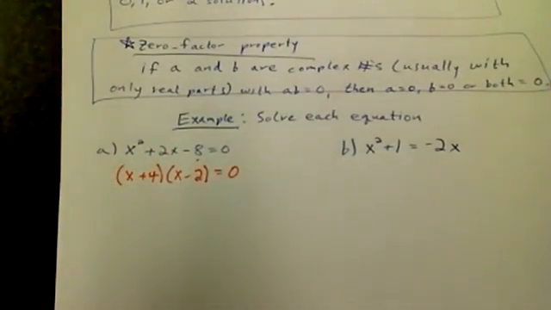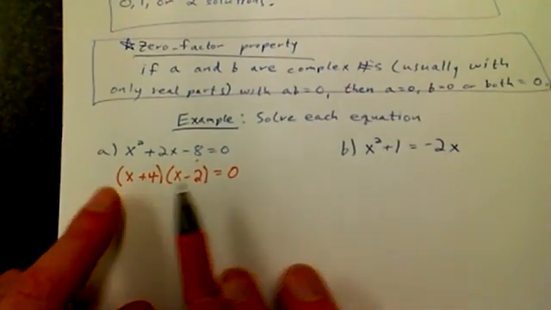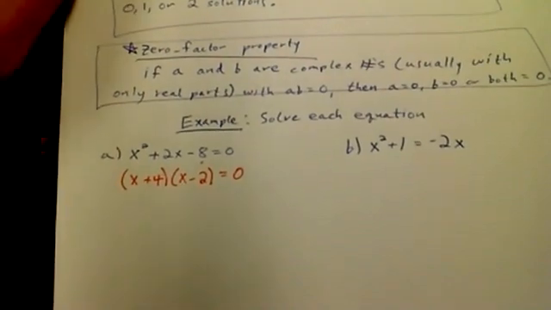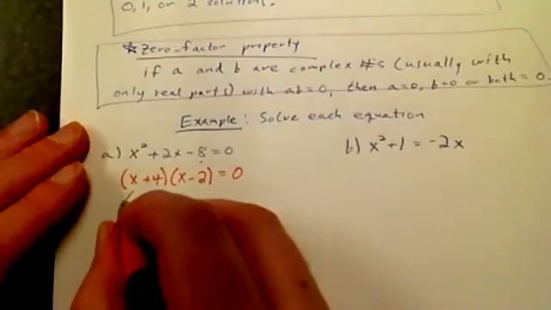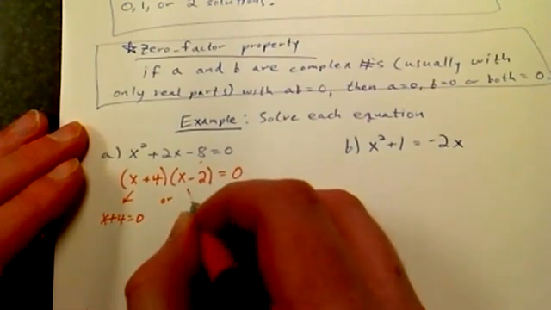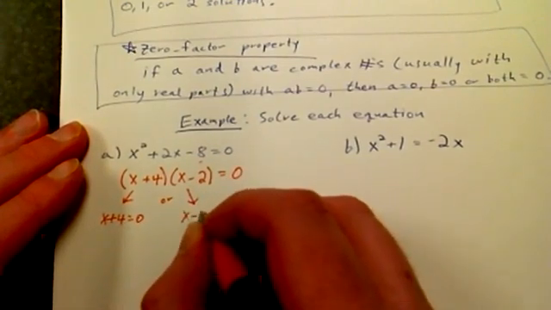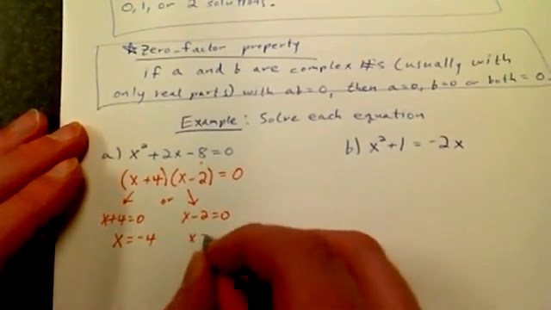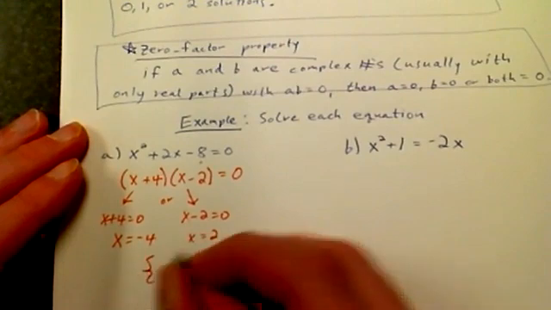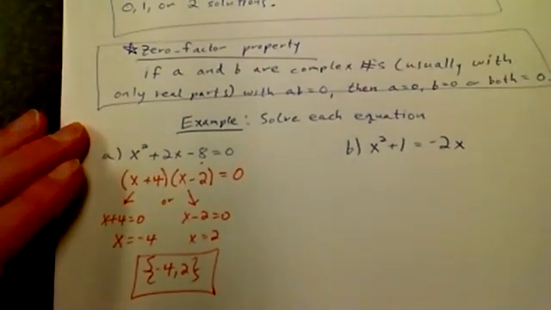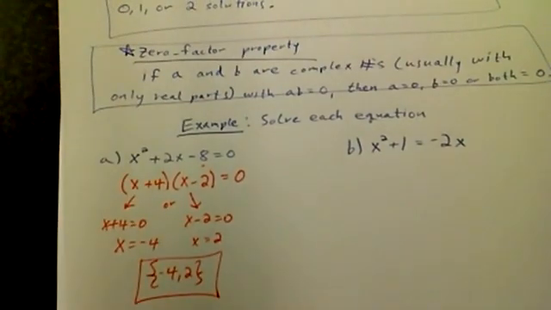Now here's the thing. Think of this as your A and think of this as your B. They're being multiplied. So if when they multiply they equal 0, then I know either the first part has to be equal to 0 or the second part has to be equal to 0. So either we get -4 or 2, and then we can write it as a solution set. And of course we do know how to check those. We can plug them back in, okay?